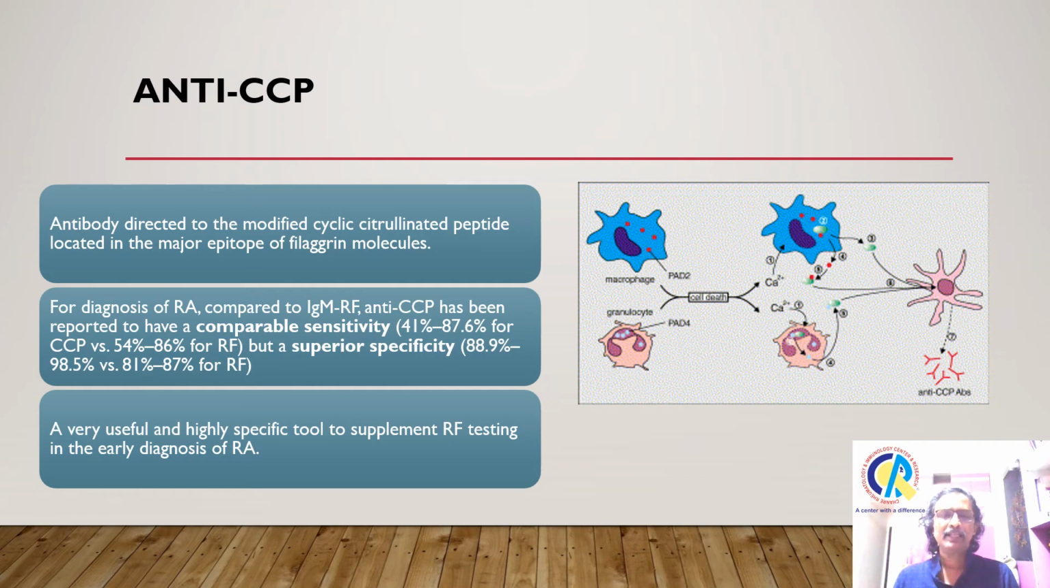So overall, it is a specific test, but it comes at a cost of low sensitivity. However, in a patient who is atypical in their clinical presentation to call it as rheumatoid arthritis, and if the rheumatoid factor test is negative, in that condition, if anti-CCP is positive, one can make a definite diagnosis of rheumatoid arthritis.